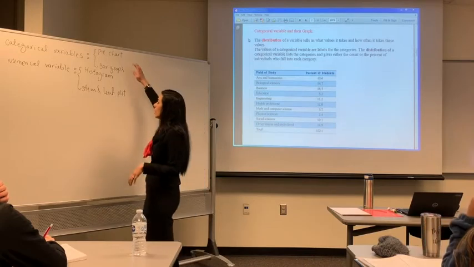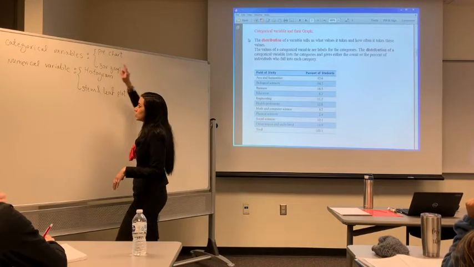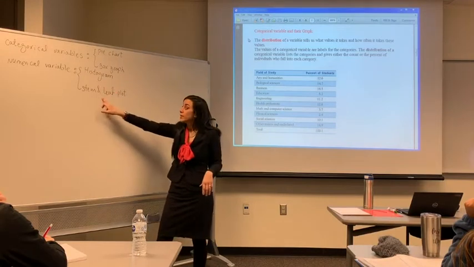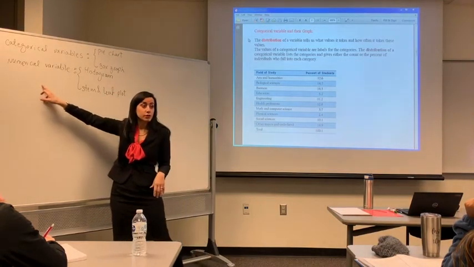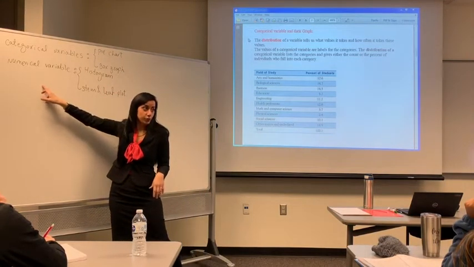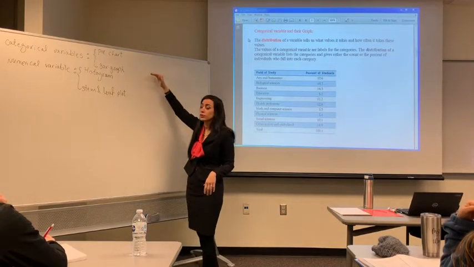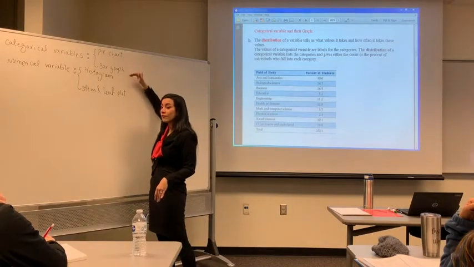Okay, so pie chart and bar graph are just for categorical variable. Histogram and stem and leaf plot are just for quantitative or numerical variable. So just memorize that. Now I'm going to go through each of these graphs step by step.